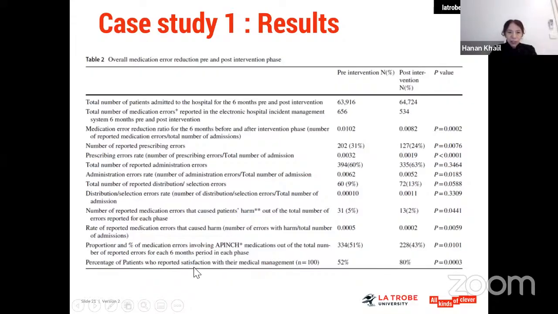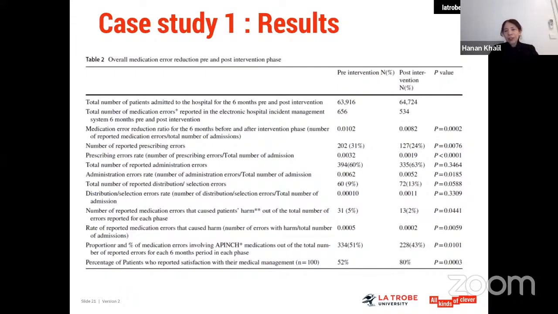And the percentage of patients who reported satisfaction with their medications. As you can see, there was a significant increase in the satisfaction rate after the intervention. And that was captured using the normal survey data that we get from patients, which is the PROMs and PREMs that I've talked about.